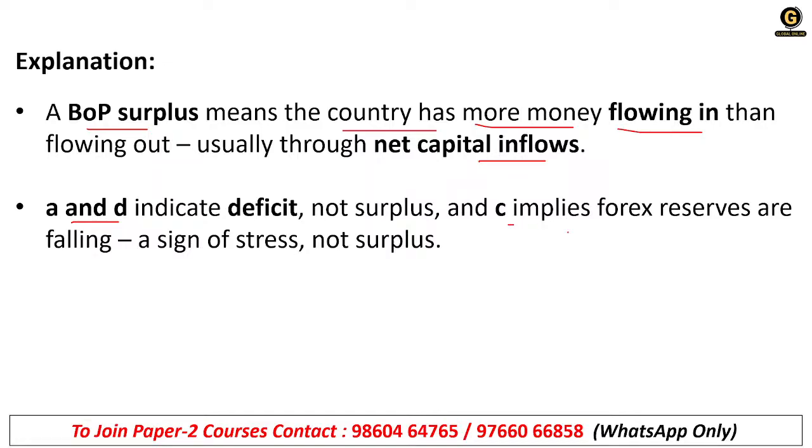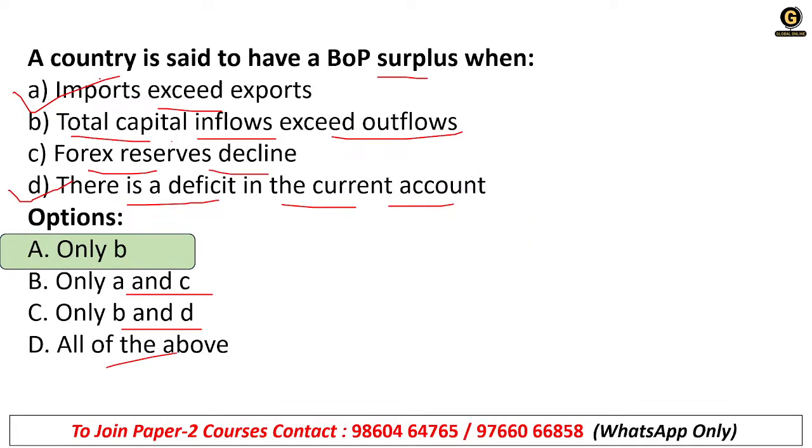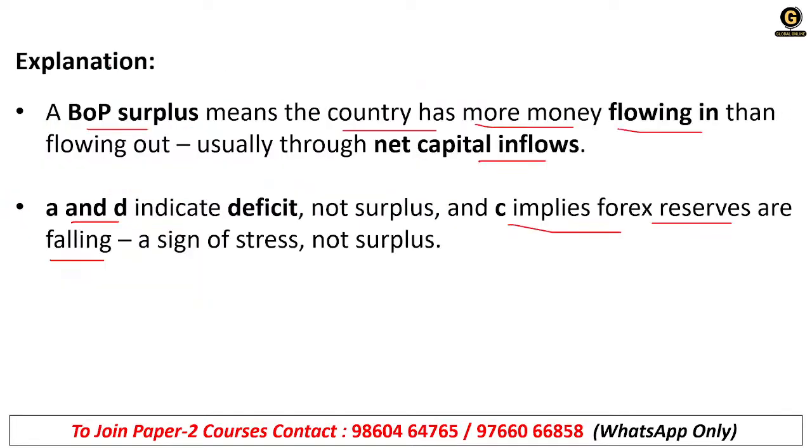And C implies forex reserves are falling, right? Here the forex reserves are declining. Option C is saying forex reserves are falling, whereas they need to be rising in the country for a surplus, which means it will not be considered a surplus component. Clear? So A, D, and also option C explain a sign of stress, not a surplus. When we have a surplus, it is a sign of a good, positive thing.